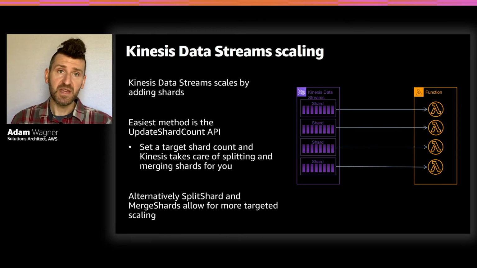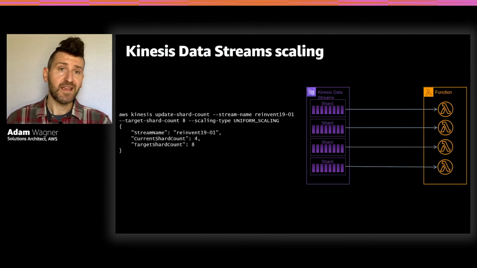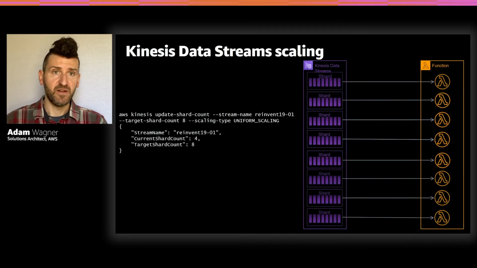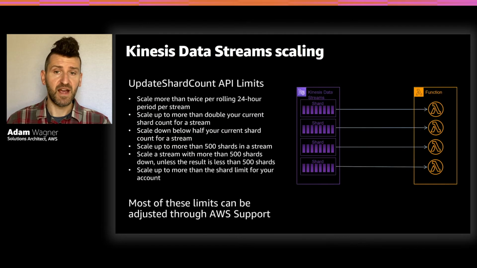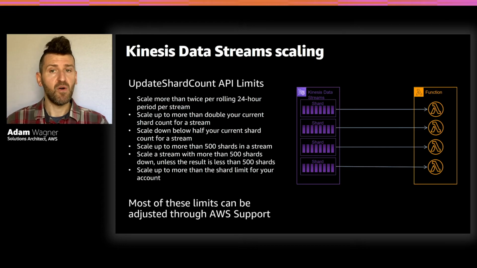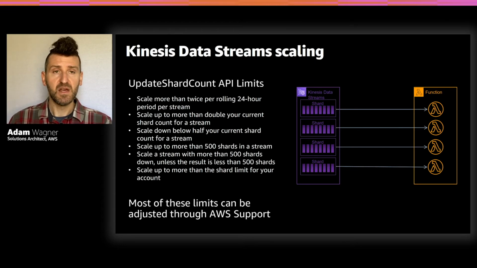There are the lower-level APIs. If you want to get more granular, they allow you to split and merge shards specifically if you want to. Taking a look at what that UpdateShardCount API looks like, in this case, this is a little CLI example. We're going to go from 4 shards to 8 shards. It's going to take care of doing those splits to get us there, and then we're at 8. There are some API limits to know about in terms of how often you can call UpdateShardCount. A lot of these are soft limits, so definitely raise a case with AWS support if it would help you to have these raised. Most of them can be raised.